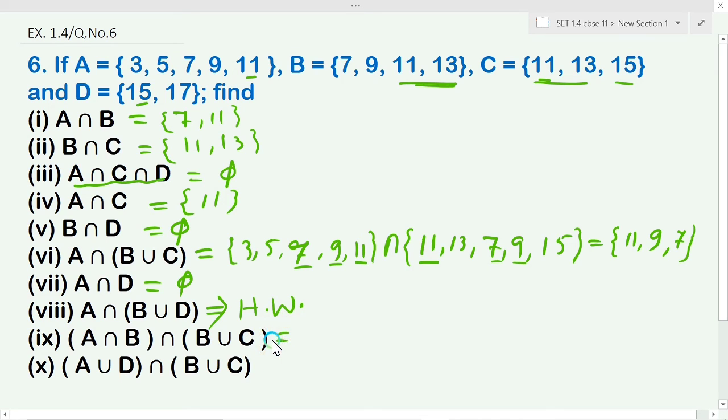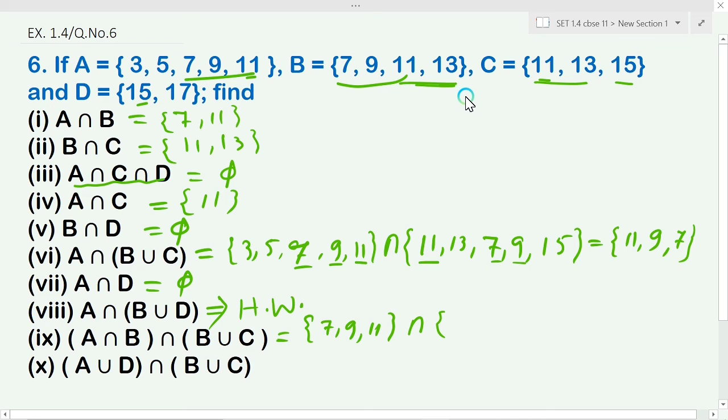Now question number 9. First of all, we have to calculate A intersection B. Is there any common element between A and B? Yes, 7, 9, 11. So 7, 9, 11 intersection B union C.